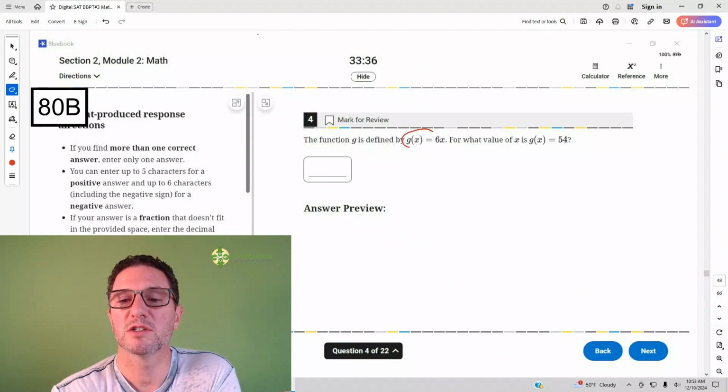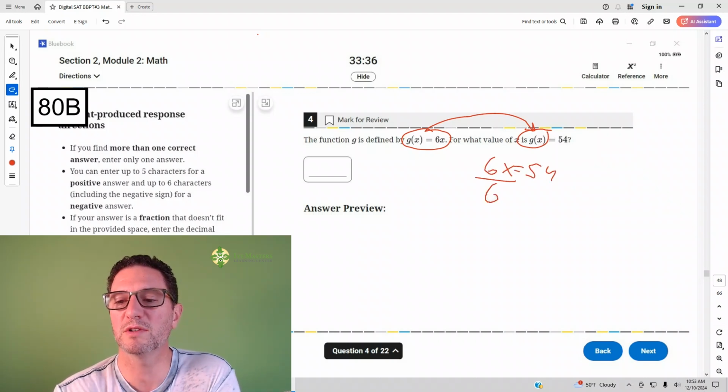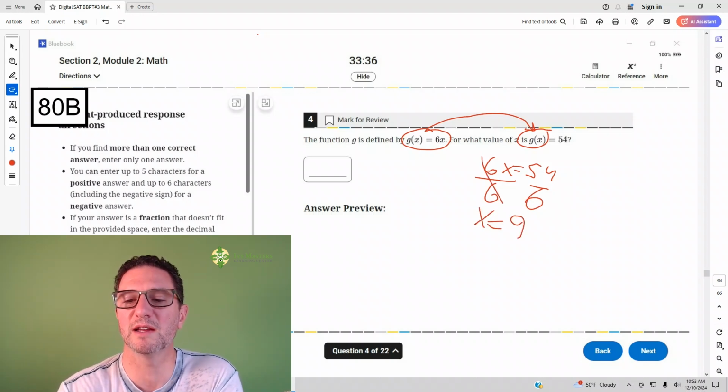All right. So if g of x equals 6x, in place of g of x, I could put 6x. Now I've got 6x equals 54. Divide both sides by 6, and you've got your answer. x equals 9. That's easy enough.